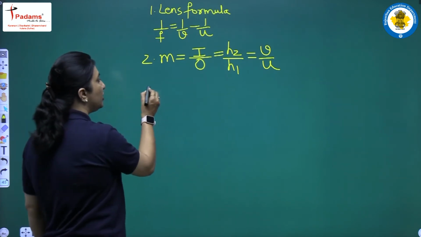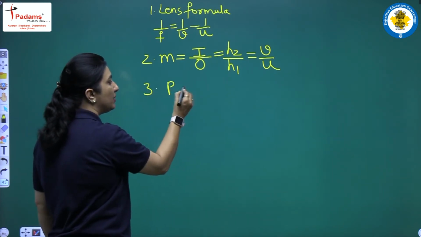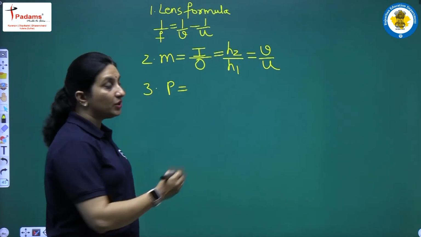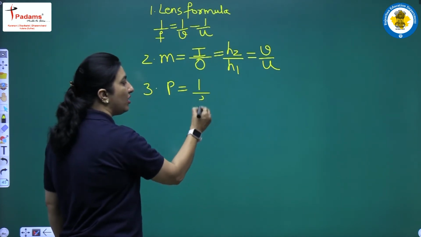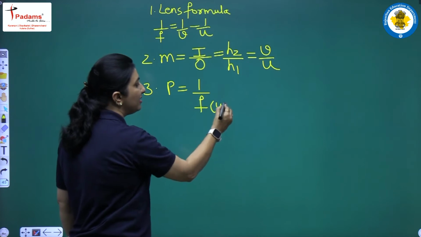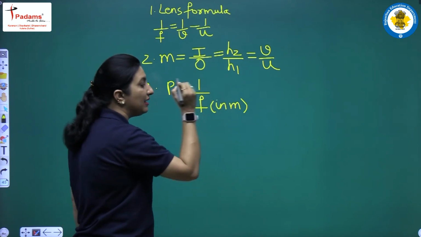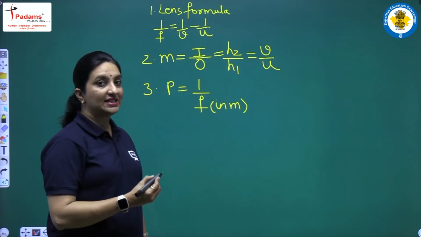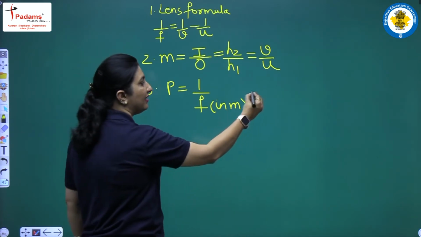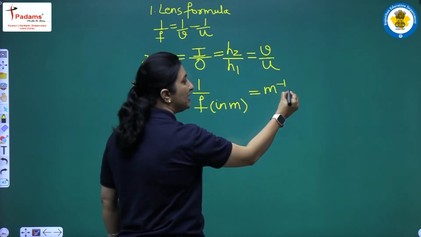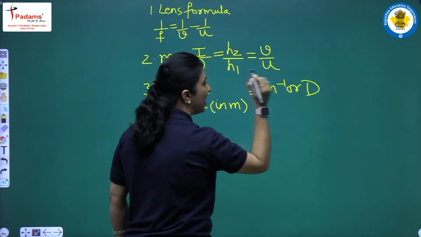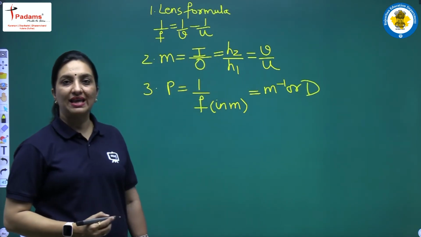The third formula used is related to power of the lens, which is given by the reciprocal of focal length and here the focal length has to be in meters. And the SI unit for power will be in meter inverse or you can say diopter, which is denoted by capital D.